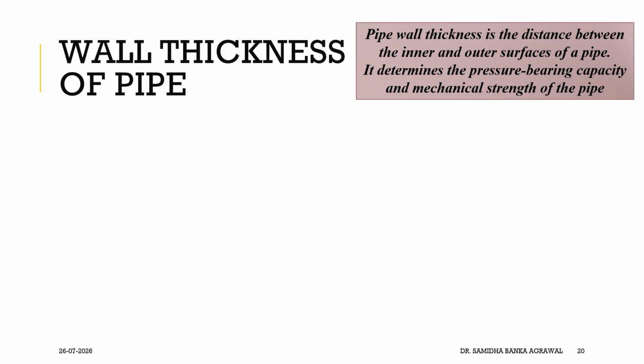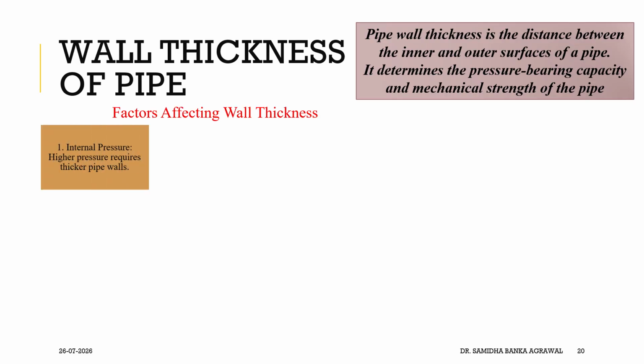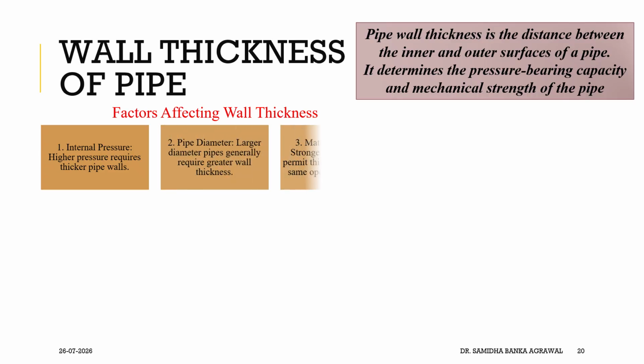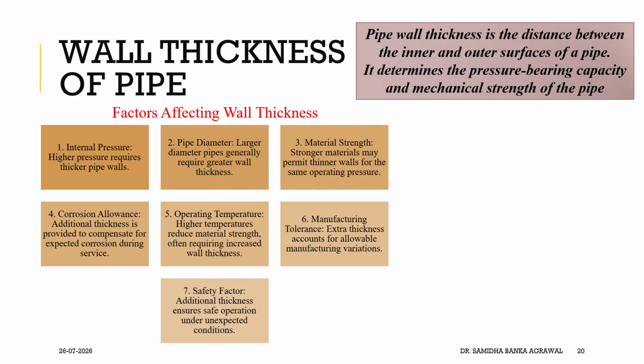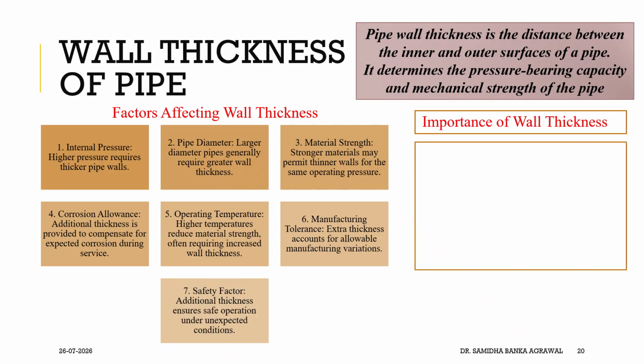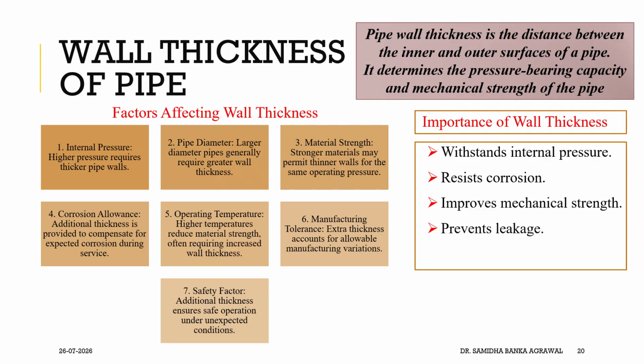Now, pipe wall thickness is the distance between the inner and the outer surfaces of the pipe. It determines the pressure bearing capacity and the mechanical strength of the pipe. Factors affecting wall thickness include internal pressure, pipe diameter, material strength, corrosion allowance, operating temperature, and manufacturability. The importance of wall thickness is that it withstands internal pressure, resists corrosion, improves mechanical strength, prevents pipe leakage, and increases equipment life. So this is why wall thickness is equally important.